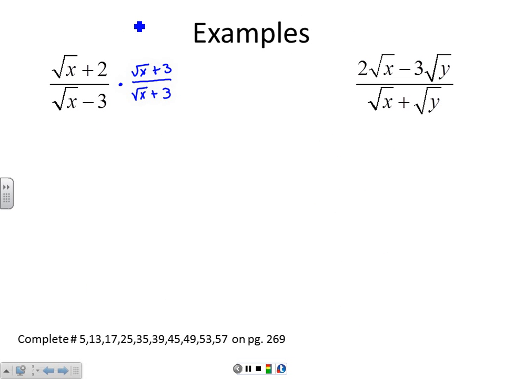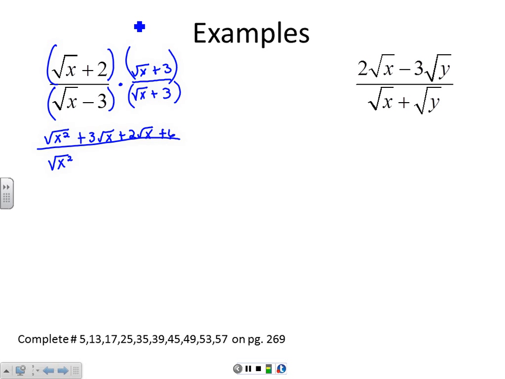So on the top, that's going to be the whole entire full method because you have a binomial times a binomial. So the square root of x times square root of x is the square root of x squared. The square root of x times 3 is going to be 3 square roots of x. 2 times the square root of x is going to be 2 square roots of x. And 2 times 3 is going to be 6. And on the bottom, you can do the full method if you want to, but you're multiplying conjugates, so really all we have to do is the first times first minus last times last.